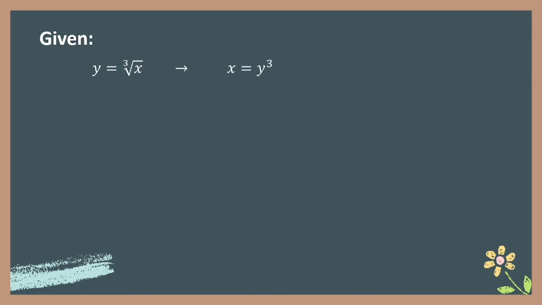So we have to solve for x from the original function. We have y equals cube root of x. Solving for x, we have x equal to y cubed. And from the given, we have x equal to 8. I'll just substitute 8 for x. So we have y equal to cube root of 8 equal to 2. So our y here is equal to 2.